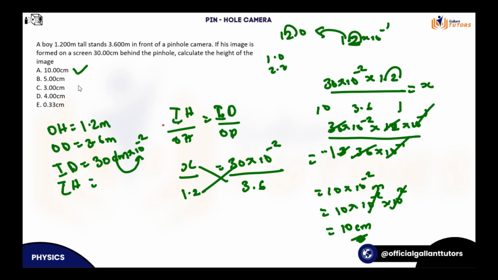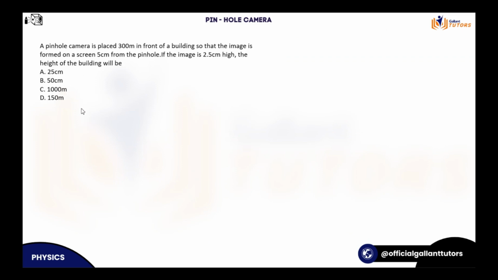As simple as that. All right, so we still have one more question to go. A pinhole camera is placed at 300 meter in front of a building. So this is the object distance. Do not forget, the way you interpret a question matters a whole lot. So that the image is formed on the screen 5 centimeter from the pinhole. So this is the image distance, 5 cm, which is equal to 5 times 10 raised to the power minus 2 meters.